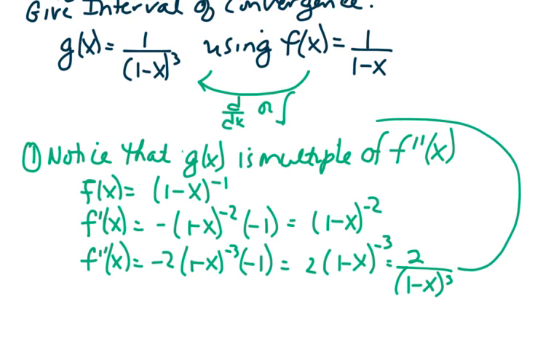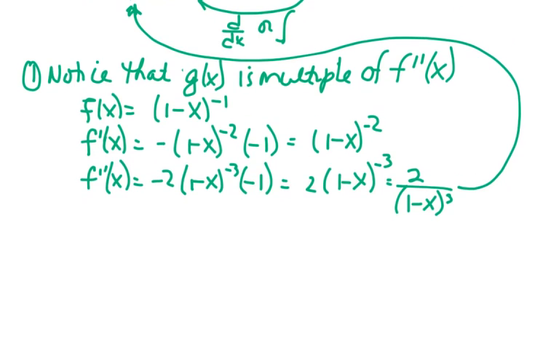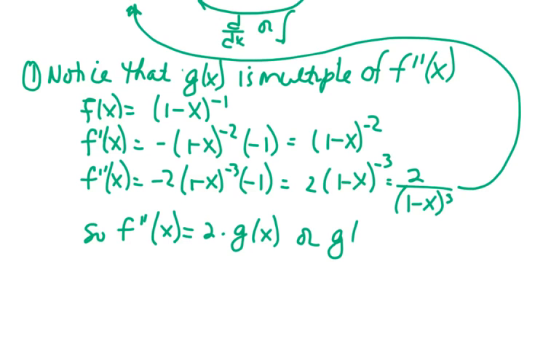So we've got a multiple of g of x. Let me summarize that for you. f double prime of x is equal to 2 times g of x. Or another way of writing that, just solve for g of x: g of x is the second derivative of f divided by 2. So we're going to use that relationship in order to come up with the power series representation.